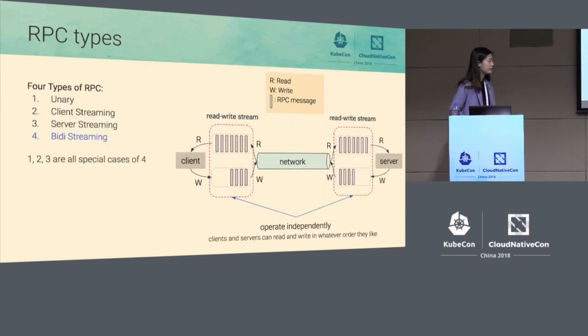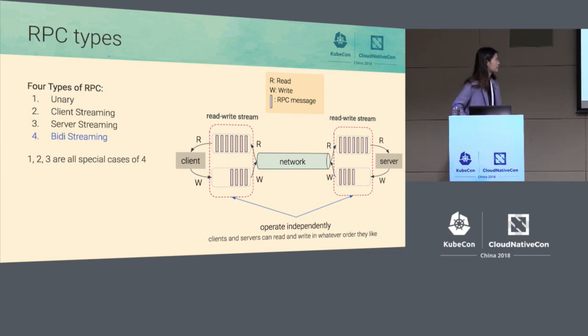In gRPC, we categorize RPC into 4 different types by the messaging pattern. The first one is the unary. For unary type, basically, the client will send a single message to the server, and the server will send a single message back to the client. And this is the most commonly used type of RPC nowadays.